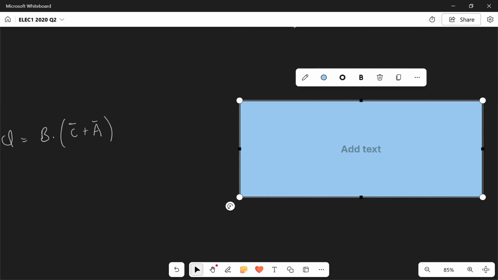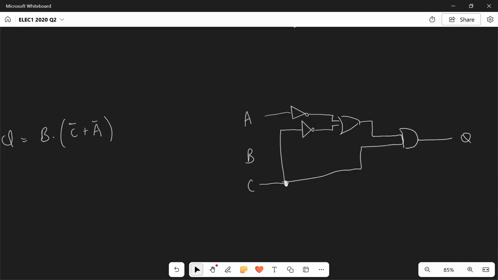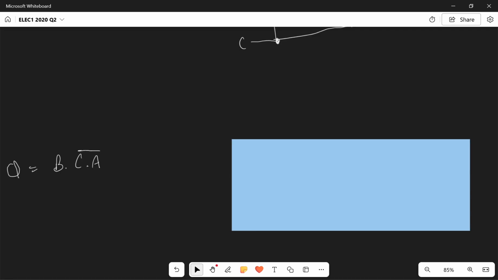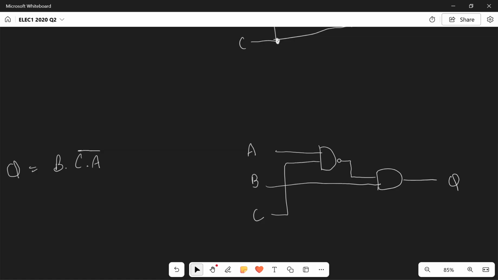If you ended up with B and bracket not C or not A, you should end up with this as your final circuit diagram. You can see the difference, fewer gates, this has only got 4. But if you ended up with B and the NAND of C and A, you end up with just 2 gates. So this should be your final circuit diagram. And this concludes question 2.